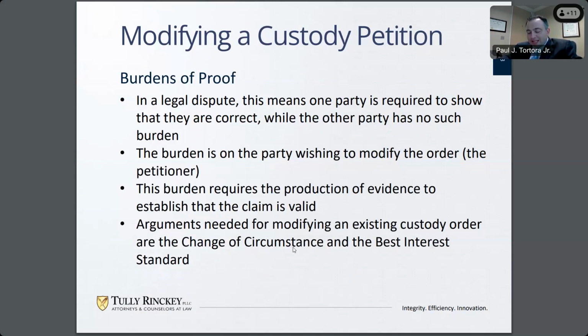Usually, you have to present some sort of evidence in your petition that there is a change of circumstances and that modification is in the best interest of the child. There's kind of two steps to this process. The first thing you need to show, and we'll get into this in more detail in the next slides, is a change of circumstances. If you can show the court that there is a change of circumstances that has occurred that necessitates a change to the existing order, then the court will go on and determine if changing that order is actually in the best interest of the child. You can go to the next slide.